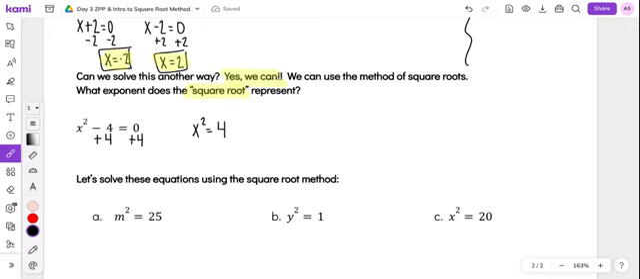Well, the only way that we can undo something that is squared is by taking the square root of both sides. And when we take the square root of both sides, we get that x is equal to 2, right? But that's only one solution. Now, we know that the square root of 4 is 2 because 2 squared is equal to 4. But the other solution that comes into play here is that x also could be negative 2 because negative 2 squared is also positive 4.